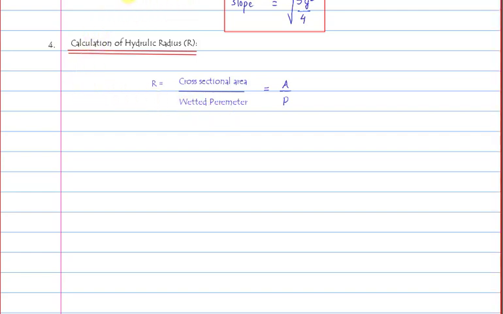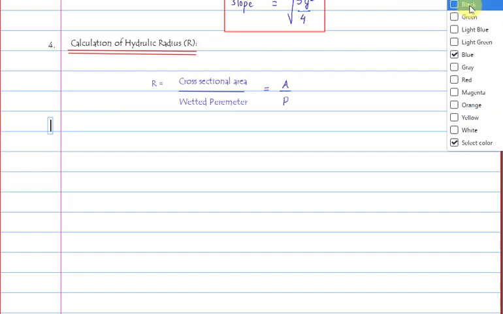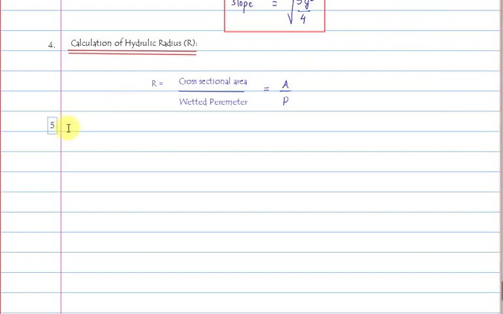And the next, fifth and important step is finding out the mean velocity. We already found out the critical velocity, right? Now we need to find the mean velocity, or we also call it actual velocity, which is represented with V. This is our last step, the fifth step.